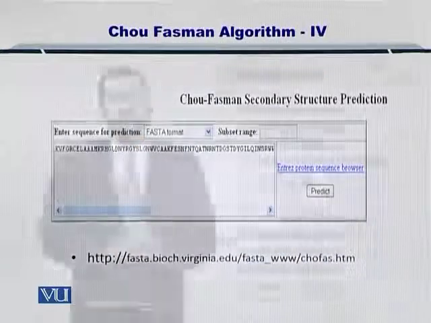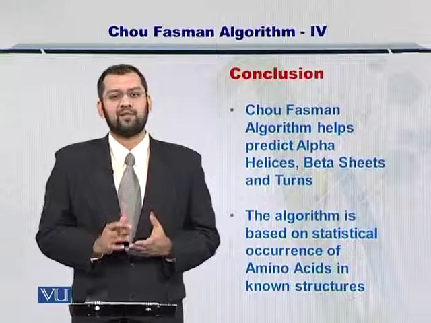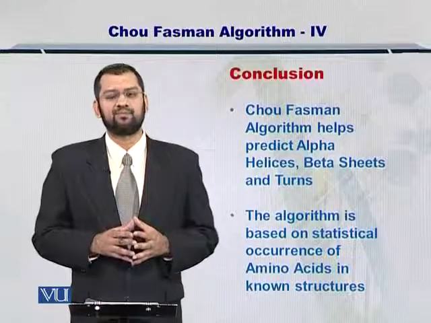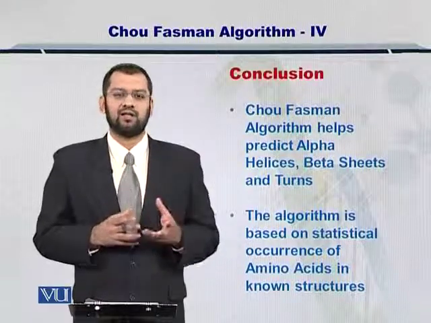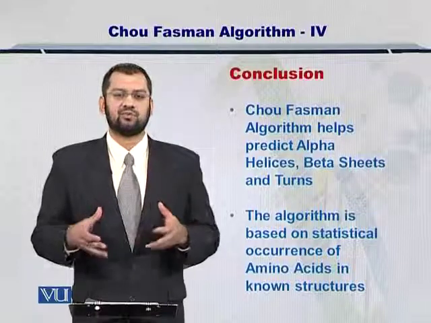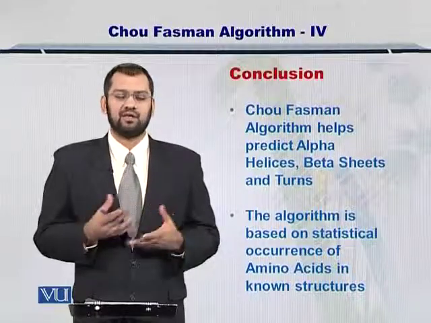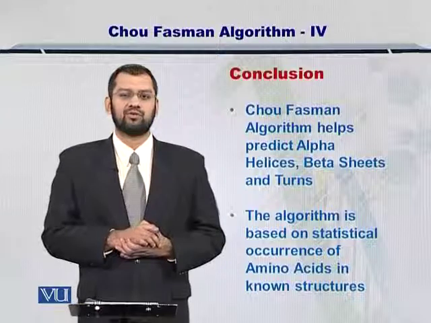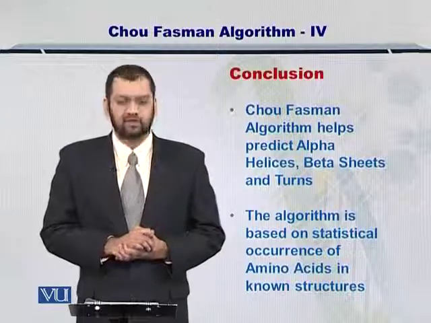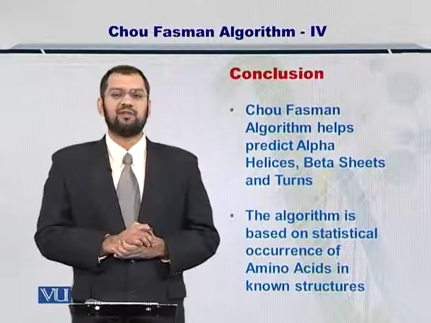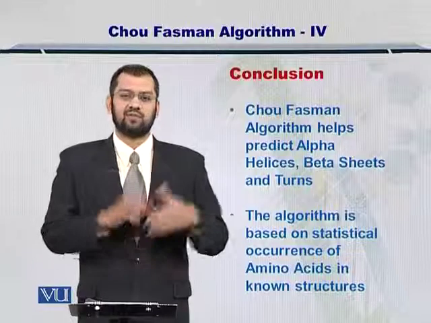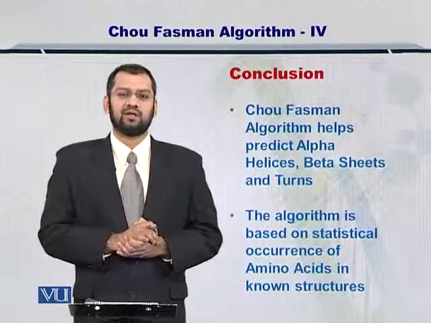So in conclusion, Chow-Fasman was the seminal and the first algorithm to predict the alpha helices, beta sheets and turns from the primary sequence, that is the amino acid sequence of the proteins, and this algorithm is based on the statistical occurrence of amino acids within the larger UniProt database sequences.